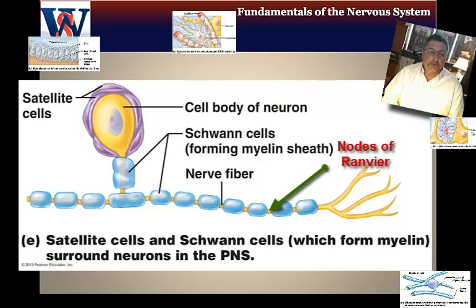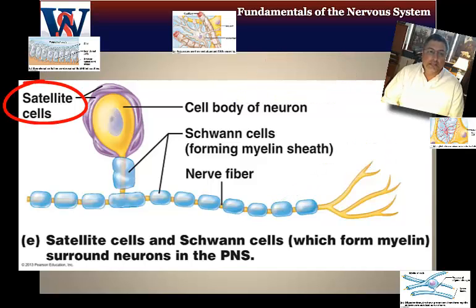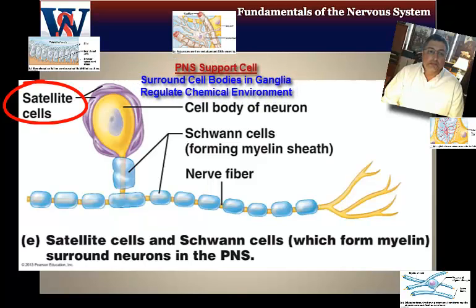The sixth type of support cell is going to be the satellite cells. The satellite cells are going to surround a neuron cell body. Now, the cell body is typically going to be found in the central nervous system, but when it's found outside the central nervous system, the cell bodies typically congregate or cluster together. And that clustering together is called the ganglia. These satellite cells are thought to control the chemical environments of the axons.